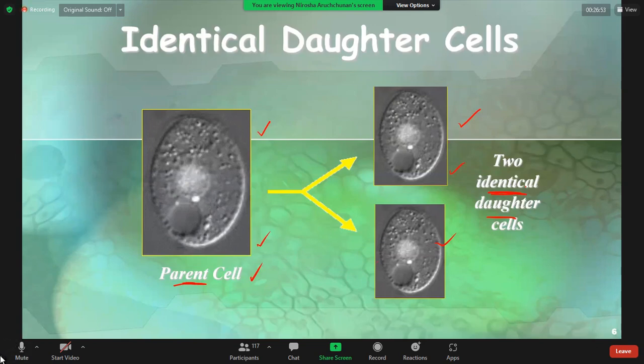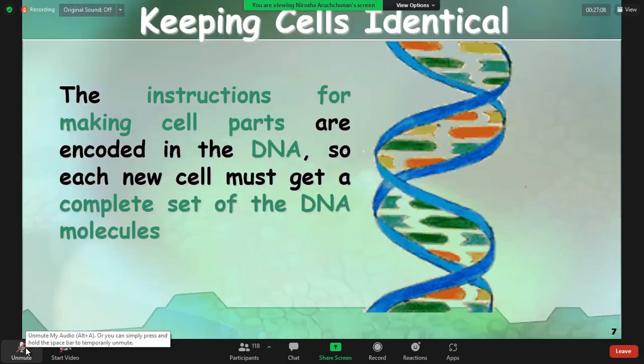Yes, you are saying genes. Okay, good. Genes are made up of what? Made up of DNA. Good. Okay, you have the concept. Right, so we will see how these cells are kept identical.